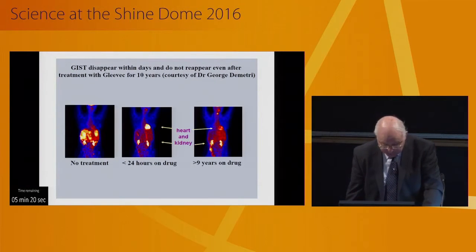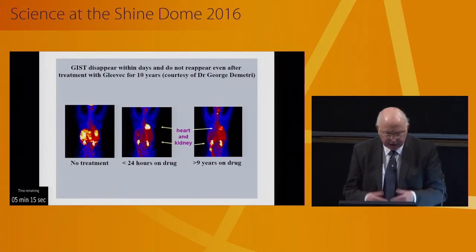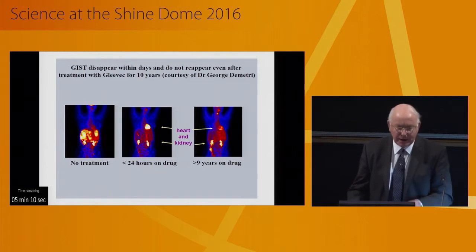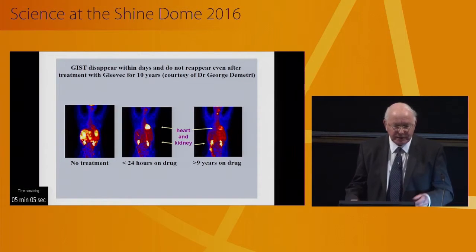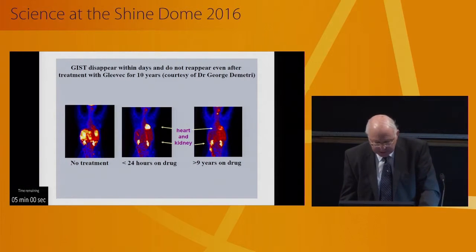Just to show you how impressive this molecule is, on the left-hand side you can see the intestine full of a huge gastrointestinal stromal tumor weighing several kilograms, but within 24 hours of going on this kinase inhibitor, it's completely disappeared, and you can see that the same patient 9 years later is still completely clean.